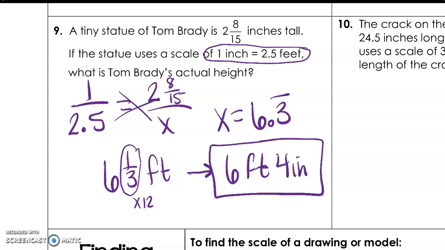So again, just take the model or the scale they give you, set that up as your first fraction, and then your second fraction, you just need to figure out where you put the number, if it goes on the top with the model or on the bottom with the actual thing. Then you cross multiply to solve.